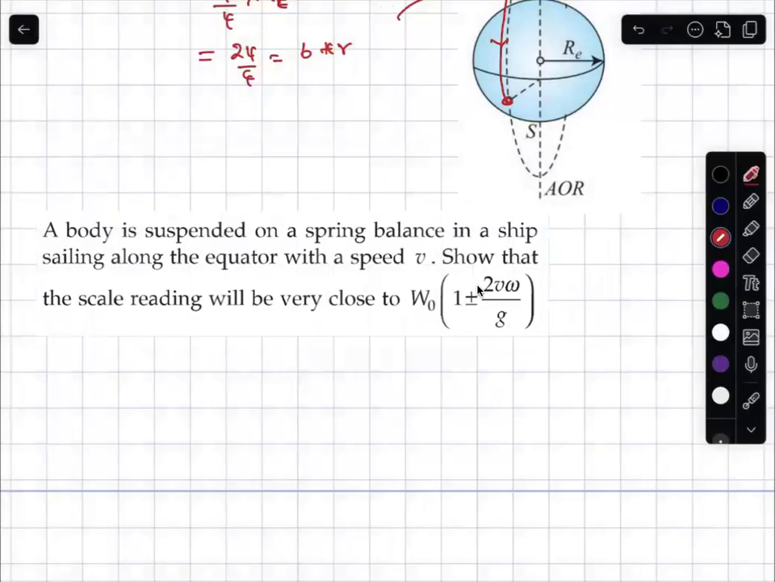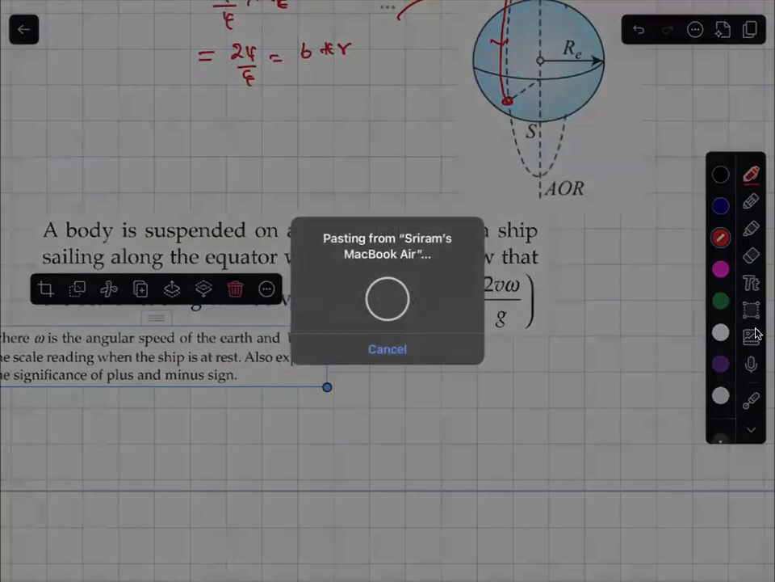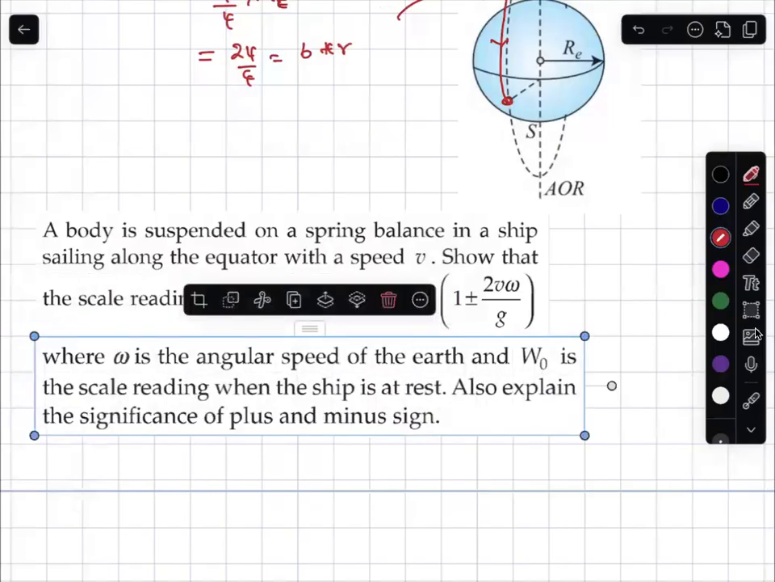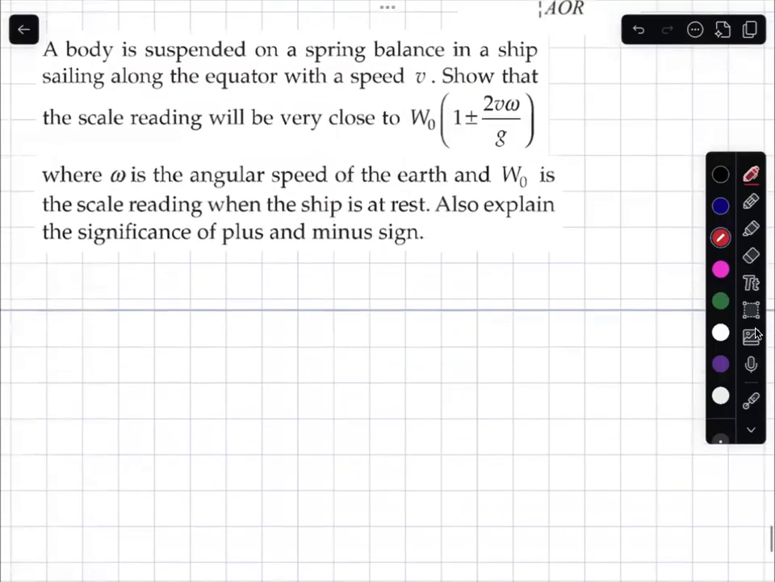It is an H.C. Verma question actually. So that the scale reading will be very close to so and so. And if I have a doubt, I'll paste that part also. So that the scale reading will be very close to omega naught into 1 plus or minus 2v omega by g.